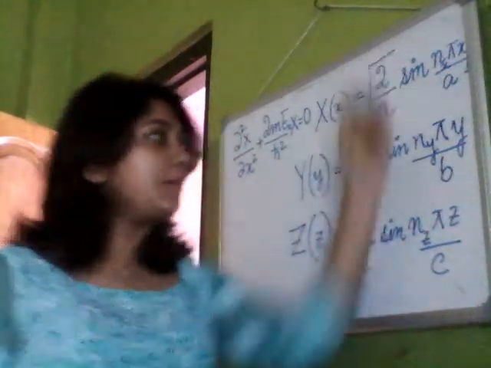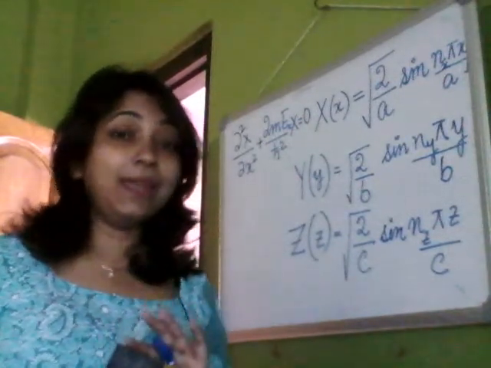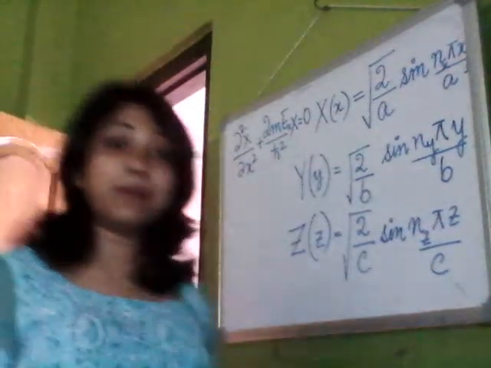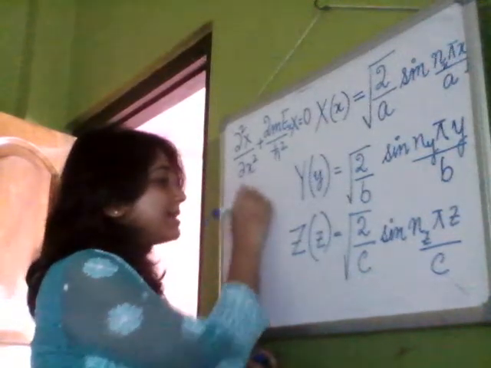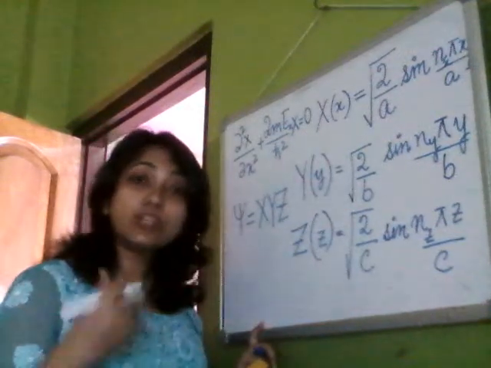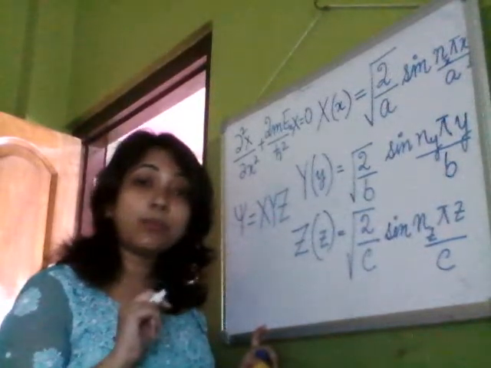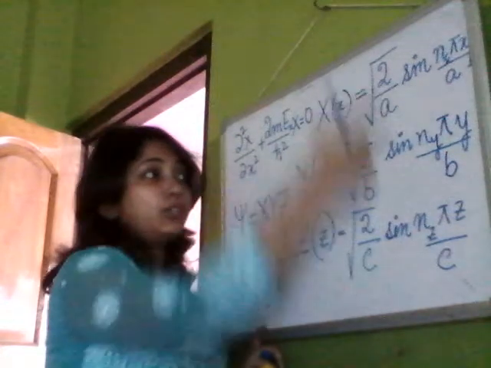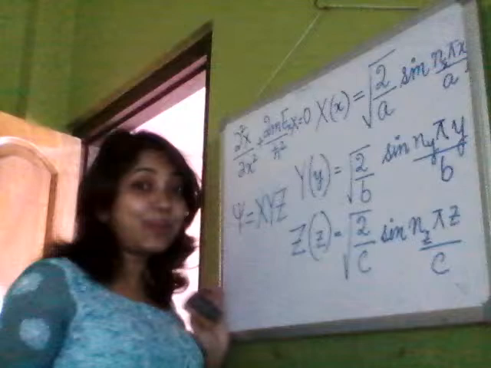But if I keep it like this over here, will my job be done? The answer is no. Why? Because I individually know what is x, what is y, and what is z. But remember, what is my total result? My total result psi is x into y into z. So if I ask you to write down the total wave function for the particle confined within the potential box, what will you have to give me as an answer? Not this, but this into this into this. Right? So see, this is going to be a very big wave function.